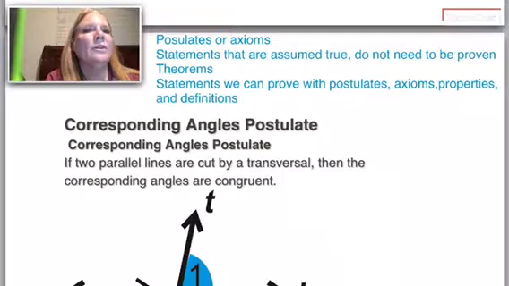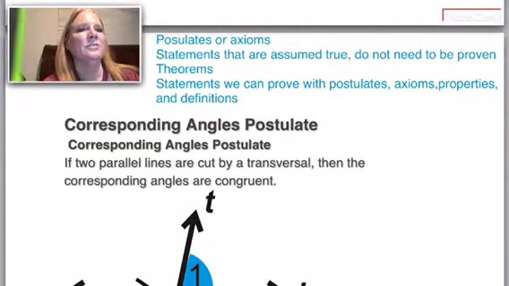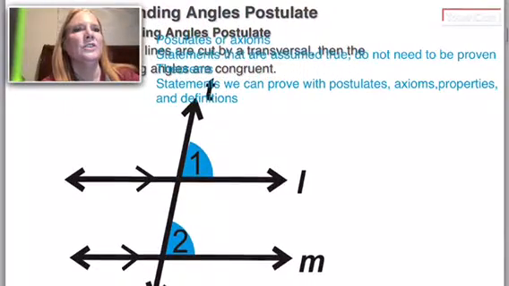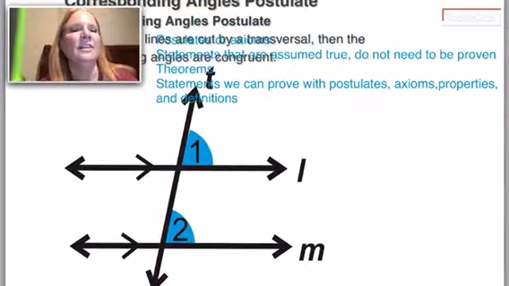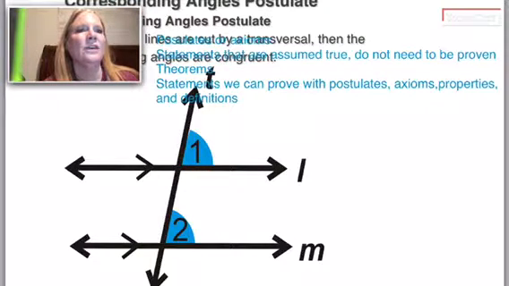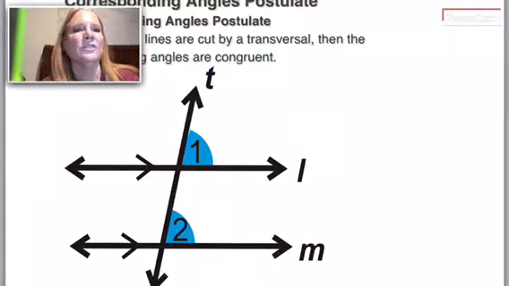So we have the corresponding angles postulate. We don't necessarily have to prove this, but we're telling you that you can assume, based on parallel lines, that if you have corresponding angles, in this picture the measure of angle 1 is going to be congruent to the measure of angle 2 because of the corresponding angles postulate.